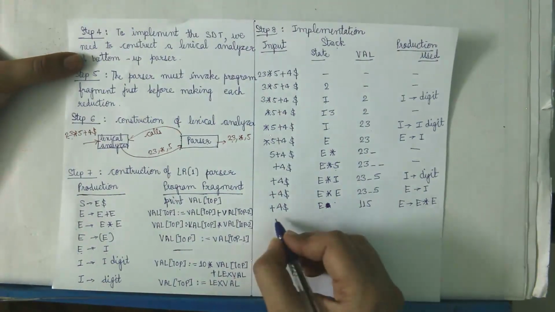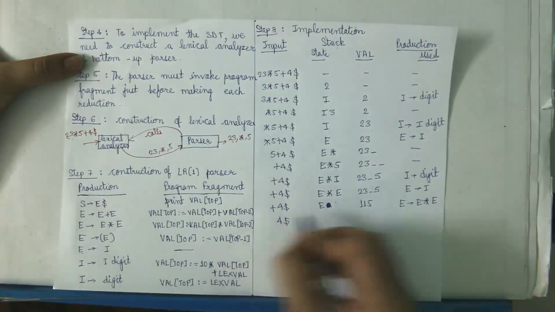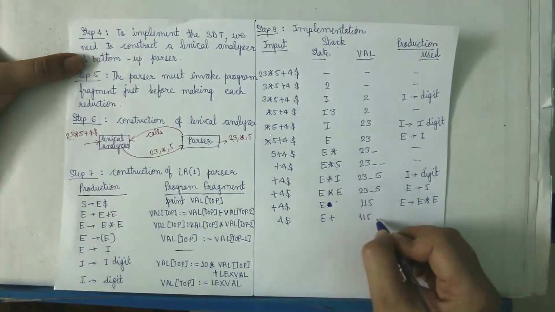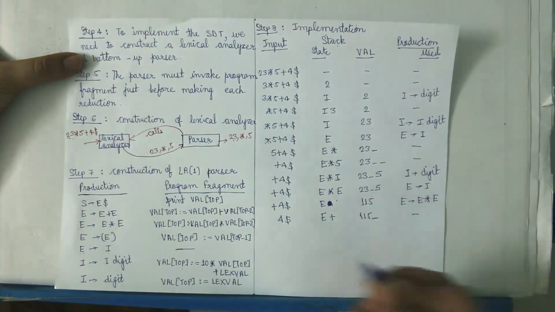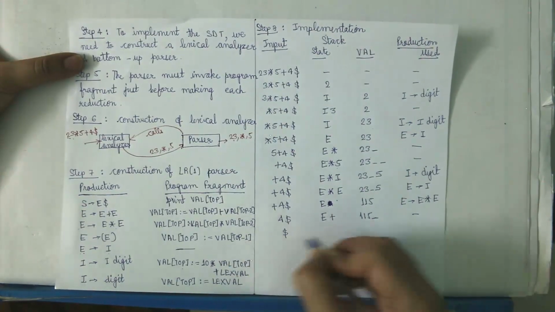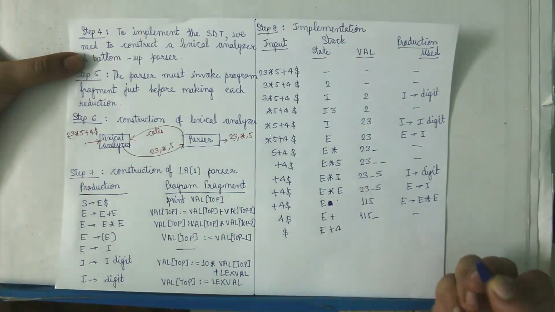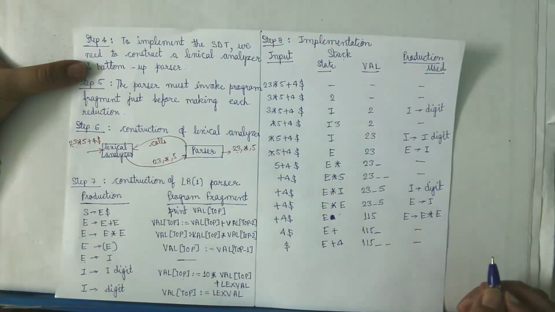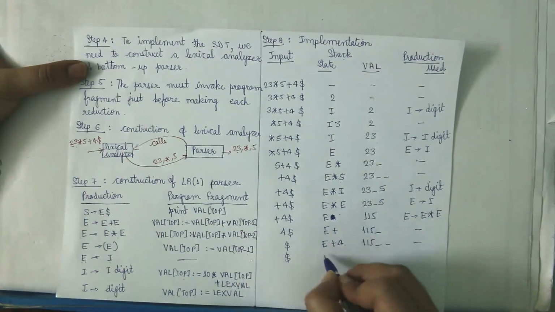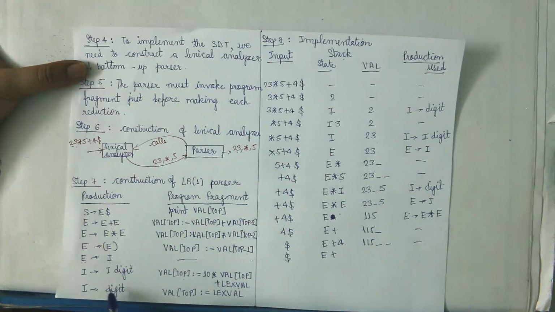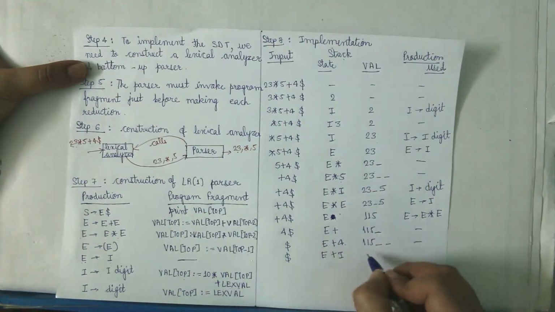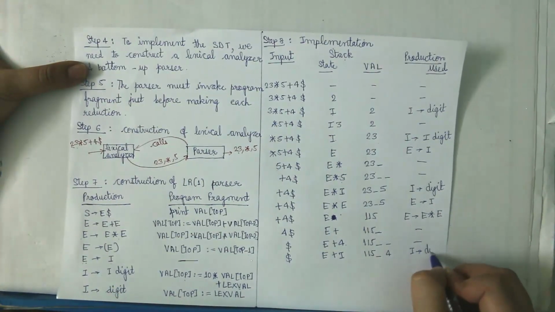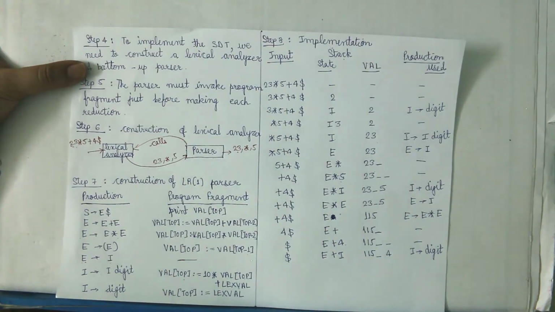Now the next step is we'll push the plus onto the stack. So it will be E plus, and this will be 115 with plus, the value is plus itself, no production used. Push 4, so you'll get E plus 4. When you get E plus 4, it will be 115, dash, dash, and no production used so far. Next, for 4, which is a digit, make it I: 115, underscore, I's value is 4, and we have made I tends to digit. This production is being used.